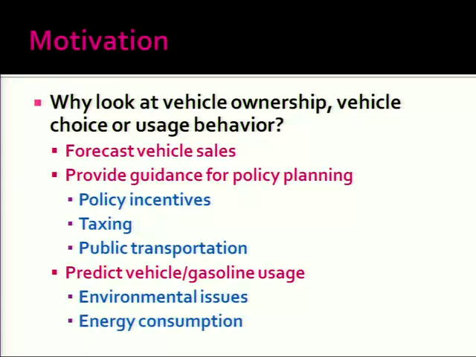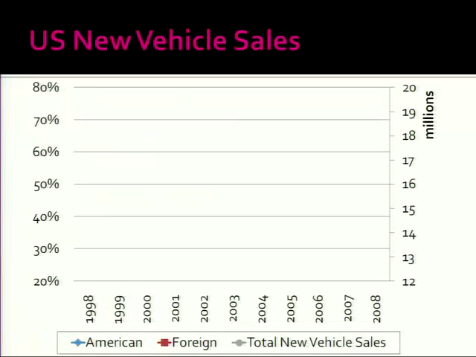So taking a look at some US vehicle sales data was part of our motivation. This is a very short span of time, maybe 10 years. We're looking at American-produced cars, foreign-produced cars, and the total new vehicle sales. The American-produced cars, mainly from the big three companies, Chrysler, GM, and Ford, their vehicle sales have been dropping very significantly.